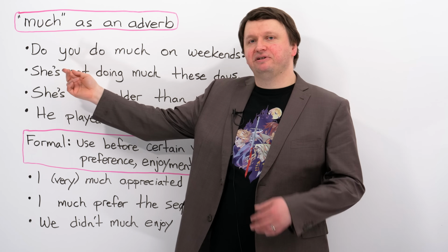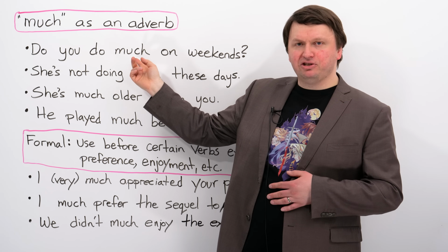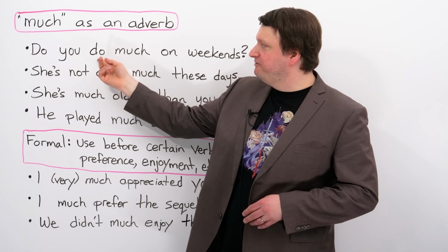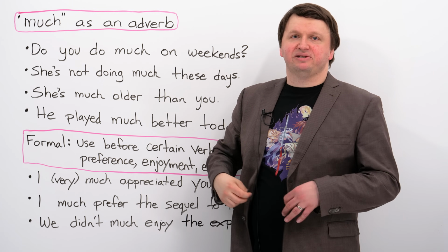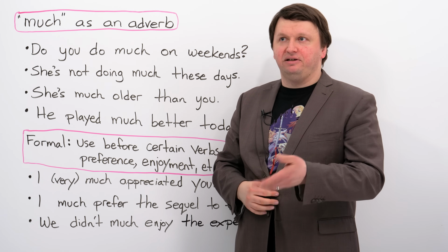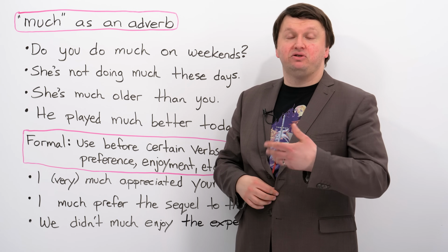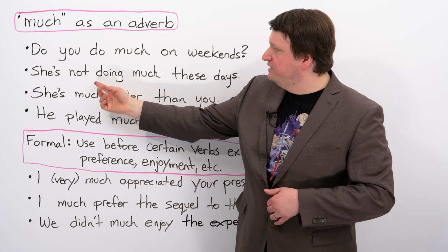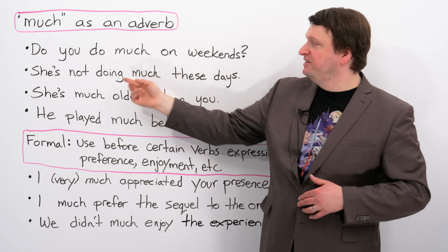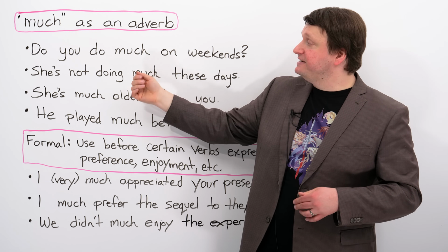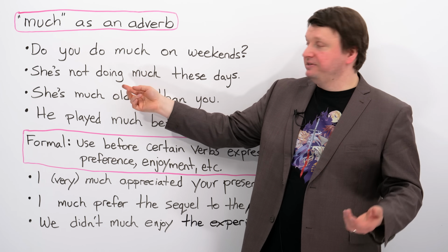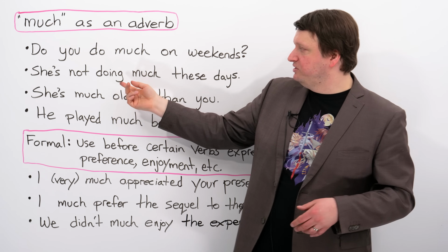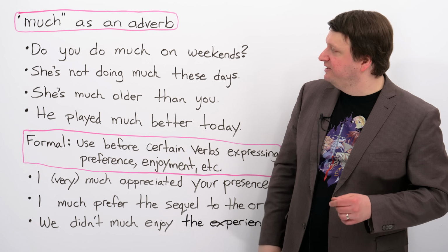So here we have, do you do much, right? On weekends. So you're modifying do, right? You're saying, do you do? Okay, do I do what? Do I do much? You're modifying the verb do with the adverb much here. She's not doing much. So same idea as the first sentence, except we have a present continuous. She's not doing much these days. She's not doing a lot these days.